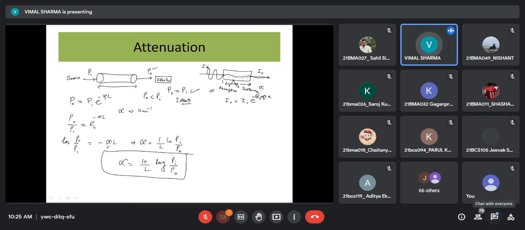Okay, in the ideal case, when we say that Pi is equal to P naught, then this ratio will be 1 and log of 1 is 0, and the attenuation coefficient is 0 in that case. There is no attenuation. You can say that P naught is equal to Pi.